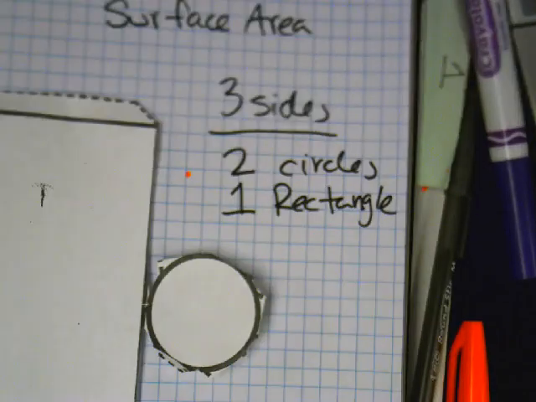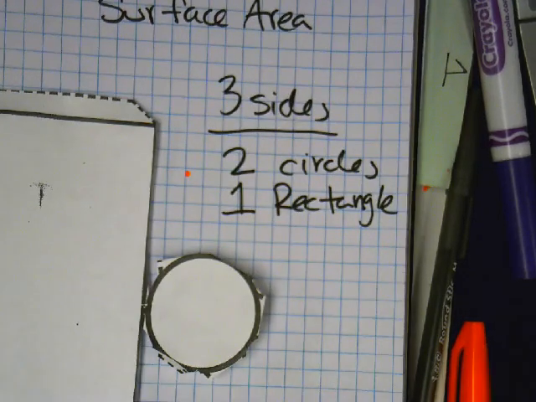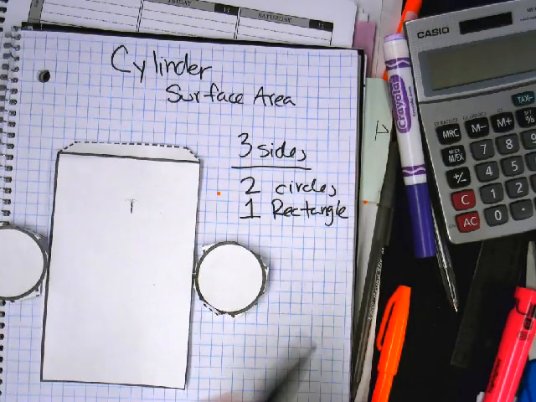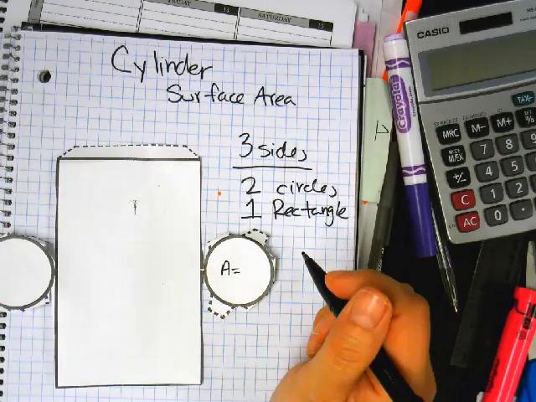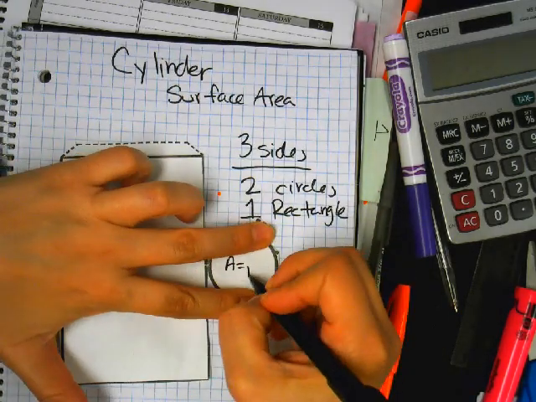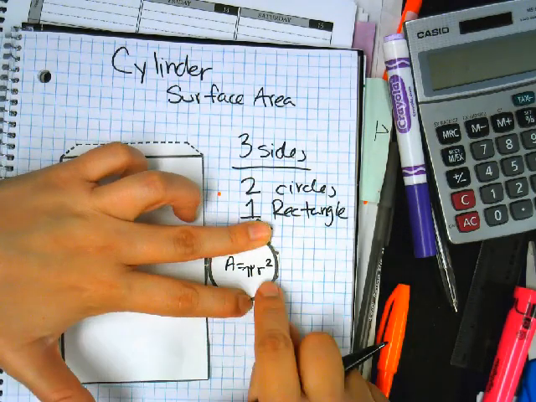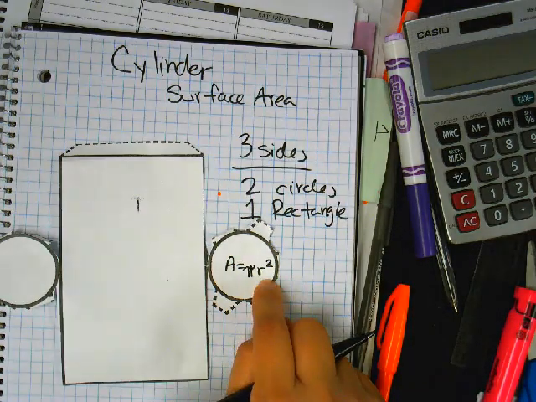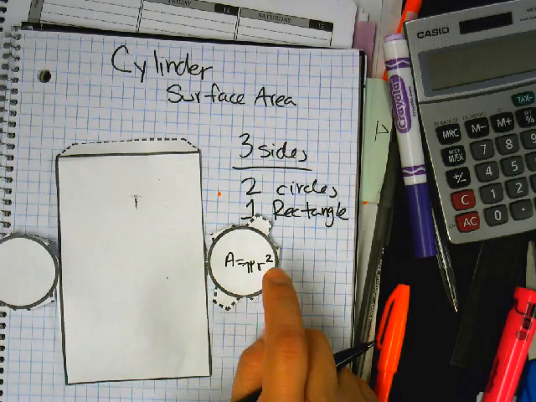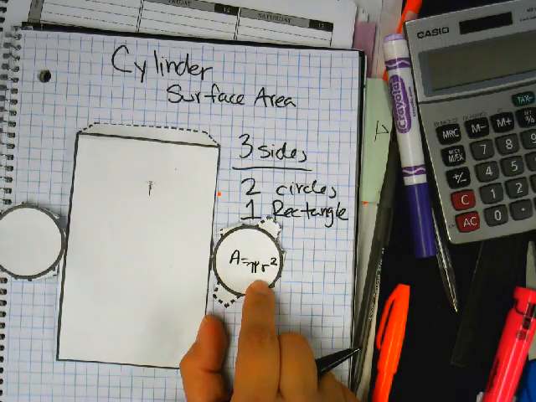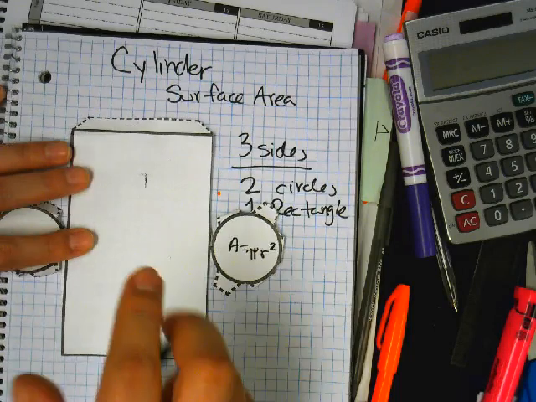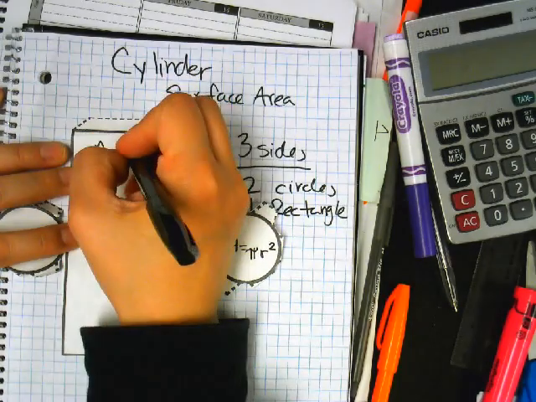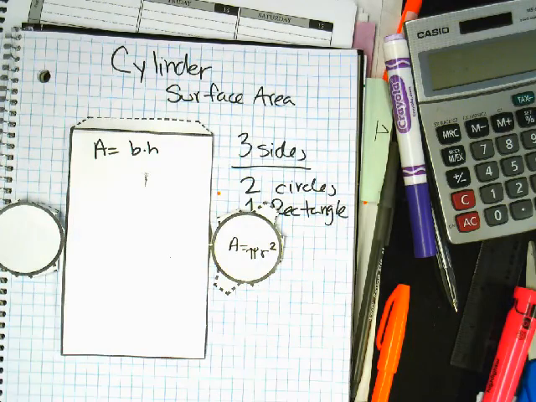Now, how do I find the area of a circle? Pi times radius squared. Pi times radius squared, yeah. Radius, and then square it, right? And you had that for your homework. So this area is area equals pi times radius squared, right? How do I find the area of the rectangle? Base times height.